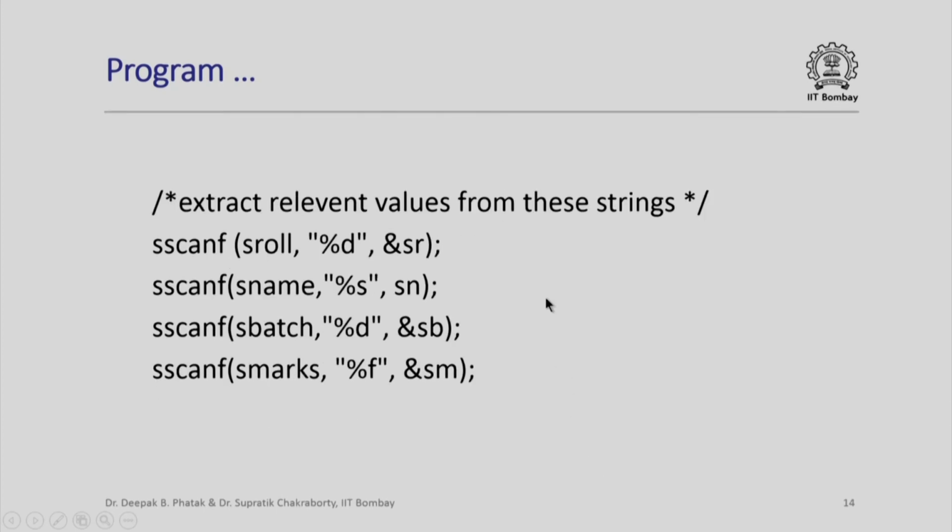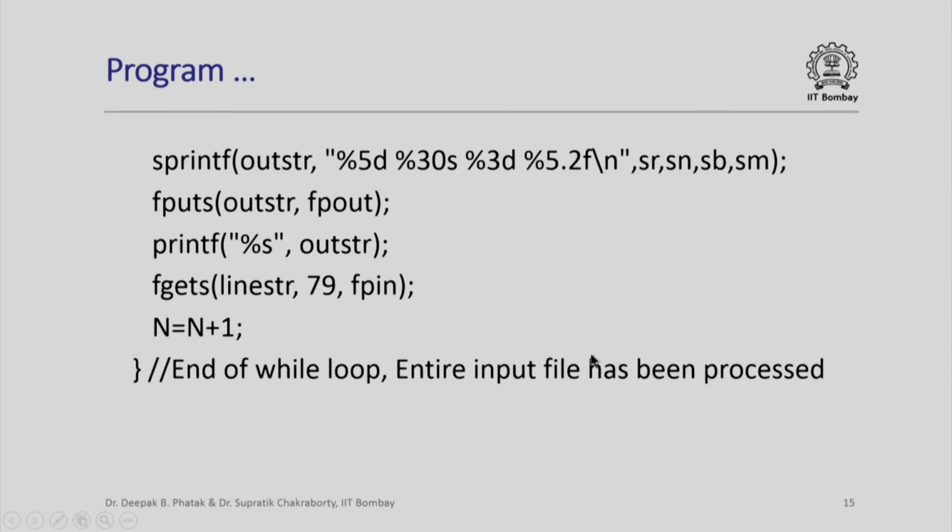Having extracted these, I extract the relevant values from these strings. So, I use scanf to convert the value from the string sroll into sr using a %d specifier in format. Similarly, I convert this string into another string sn, I convert sbatch into an integer sb, I convert smarks into a float variable sm. So, I got these 4 values separated out in internal form.